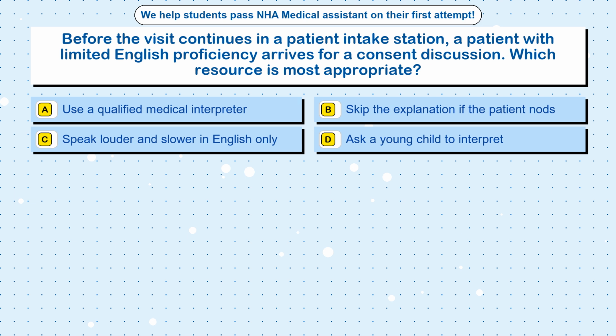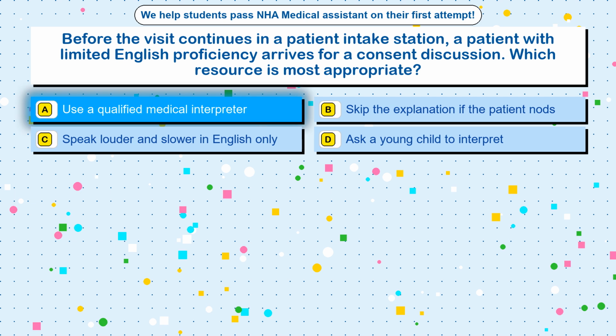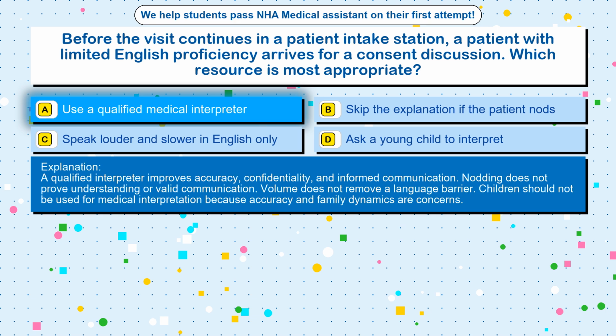The correct answer is option A, use a qualified medical interpreter. A qualified interpreter improves accuracy, confidentiality, and informed communication. Nodding does not prove understanding or valid communication. Volume does not remove a language barrier. Children should not be used for medical interpretation because accuracy and family dynamics are concerns.